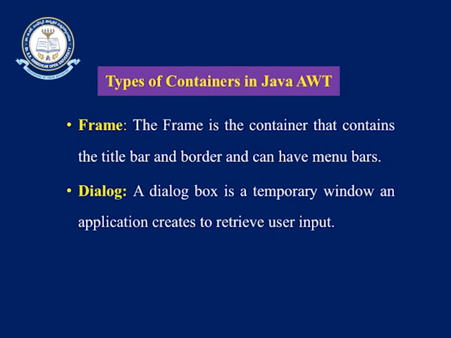Next one is the dialog. A dialog box is a temporary window. What is meant by a temporary window? Suppose you are entering a phone number, and if you enter an 11th digit after 10 numbers, then it will show that the phone number should be 10 digits only. If you click on the OK button, then it will disappear. That is the purpose of the dialog box. That's why it is called a temporary window.